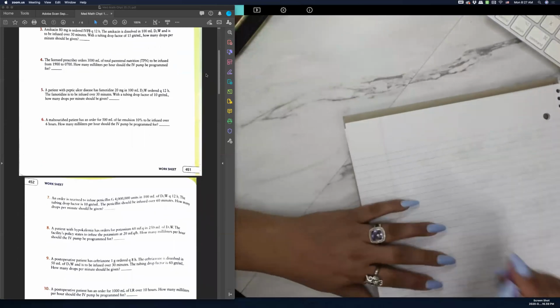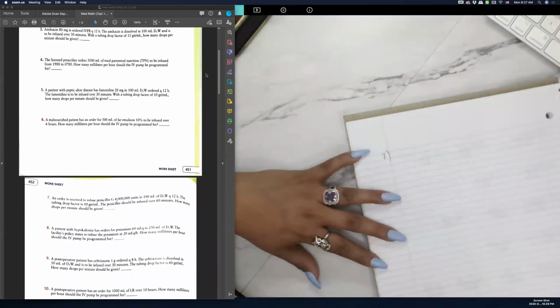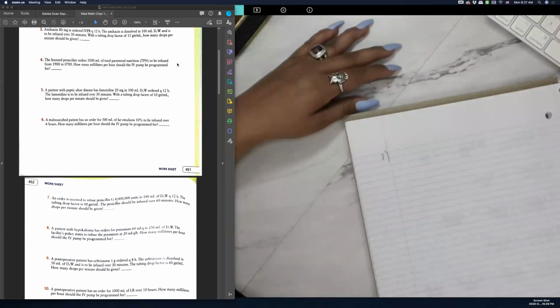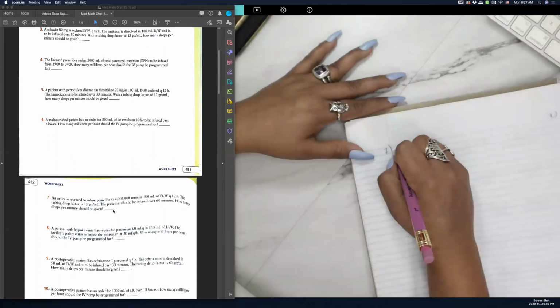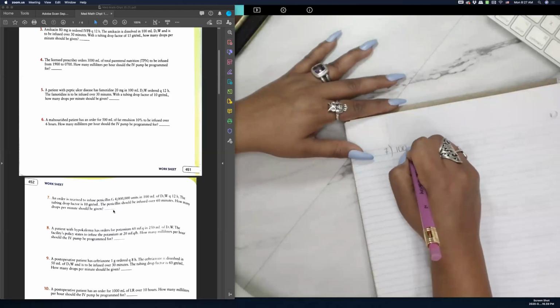Number 7, an order is received to infuse penicillin G 4 million units in 100 milliliters of D5W Q12H. The tubing drop factor is 10 drops per milliliter, and the penicillin should be infused over 60 minutes. How many drops per minute should be given? So again, we start with our volume, 100 milliliters.